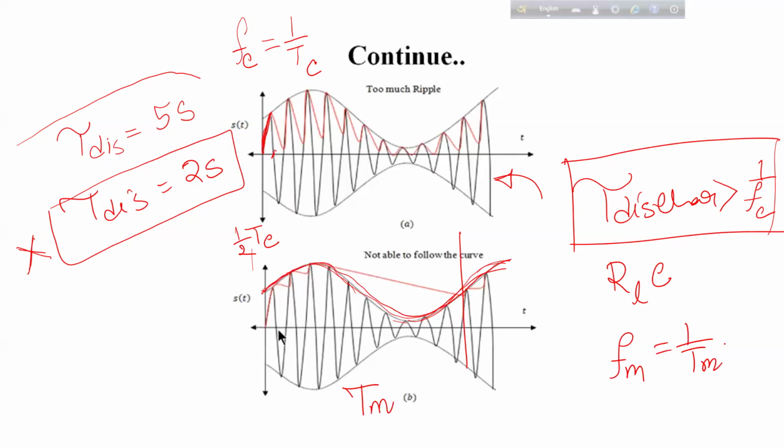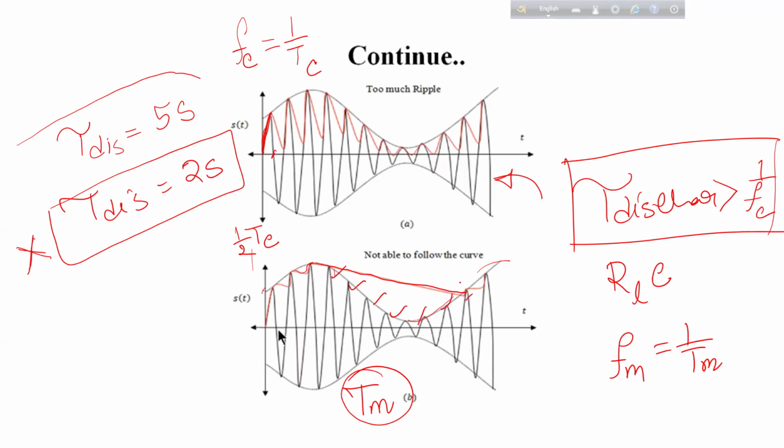Now if the discharging time is very high, like if it is equal to TM, then it is being charged and discharged over a very long time. So for that reason, it will not be able to follow these values in the modulated wave.